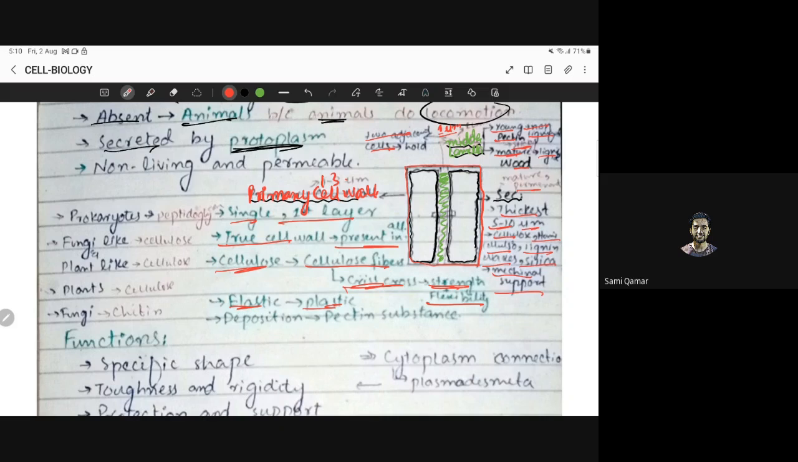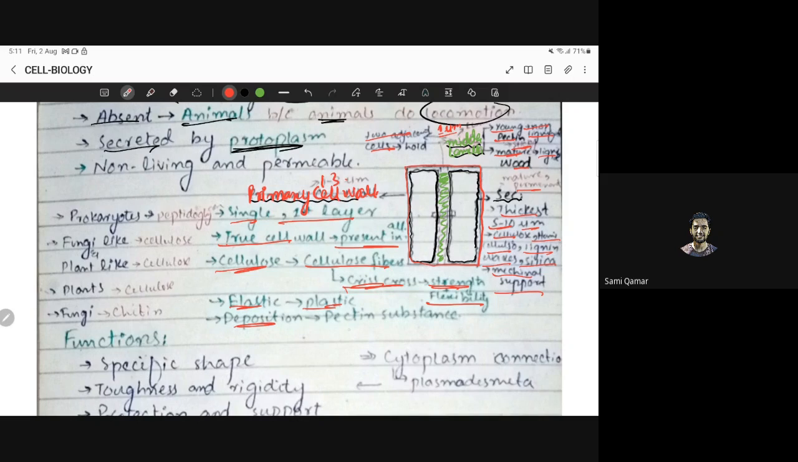Elasticity and plasticity. As you know, elasticity is the property of a material that if we apply pressure or force on it, it retains its original shape. Plasticity is the region where, when we apply force beyond a certain limit, it breaks. That point is known as plasticity.